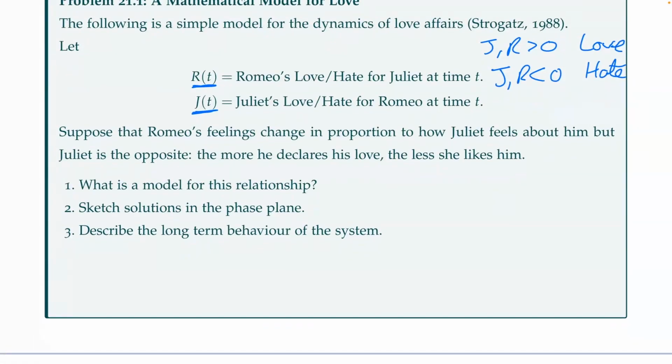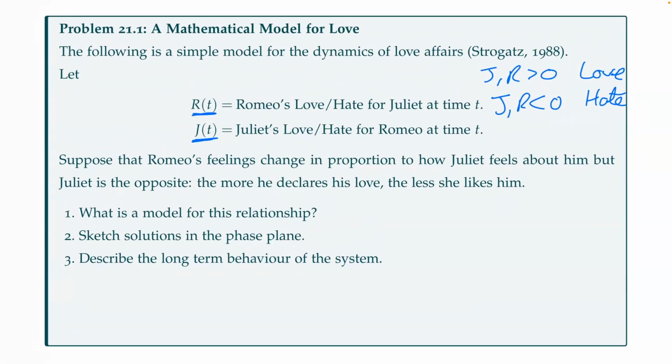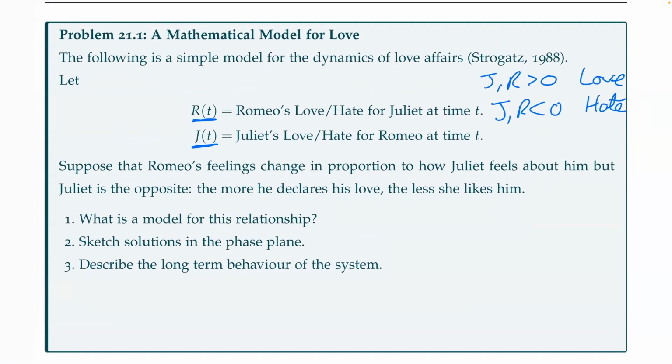Okay, so we're going to assume that there's a feedback between their feelings towards each other. We're going to suppose that Romeo's feelings change in proportion to how Juliet feels about him, but Juliet's the opposite. The more he declares his love, the less she likes him. So how do we write down a model for this relationship? Well, we're going to want to have a dR/dt and a dJ/dt, and these are going to tell us how their feelings are changing over time.